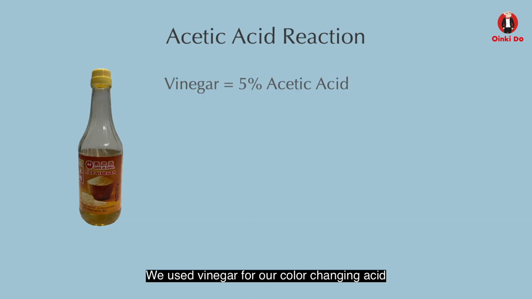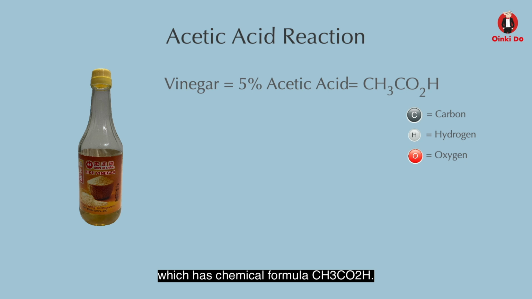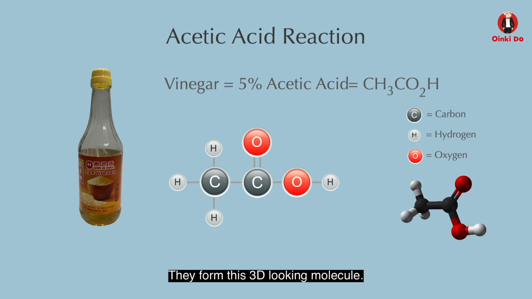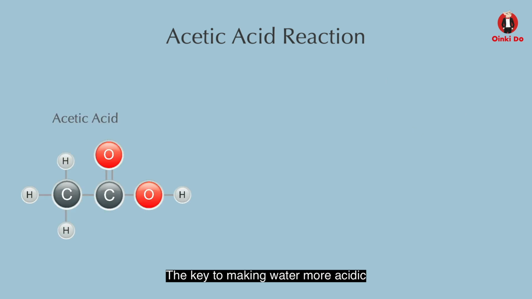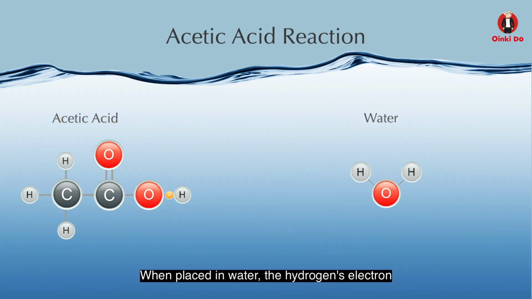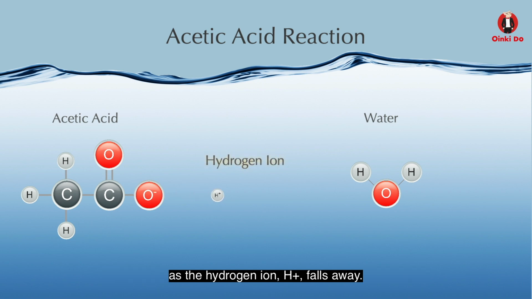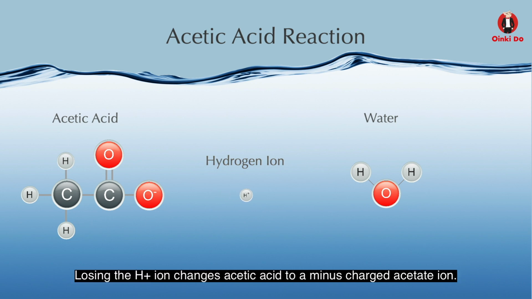We use vinegar for our color-changing acid because it contains about 5% acetic acid, which has chemical formula CH3CO2H. They form this 3D-looking molecule. The key to making water more acidic is the hydrogen attached to the oxygen atom. When placed in water, the hydrogen's electron will remain with oxygen to make the oxygen minus charged as the hydrogen ion H+ falls away. Losing the H+ ion changes acetic acid to a minus charged acetate ion.